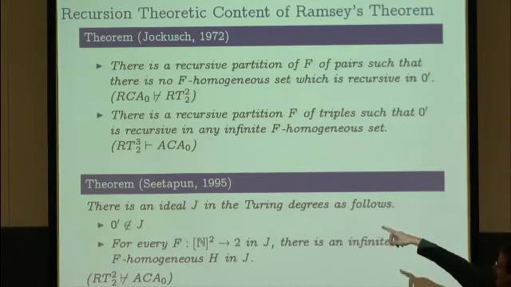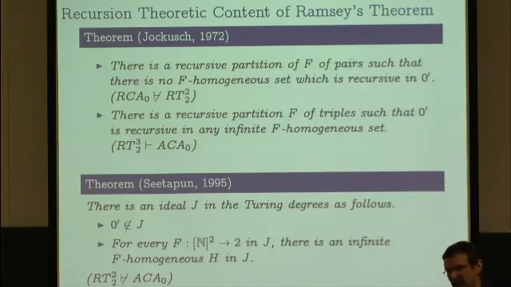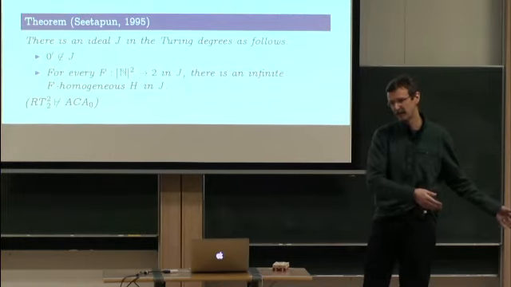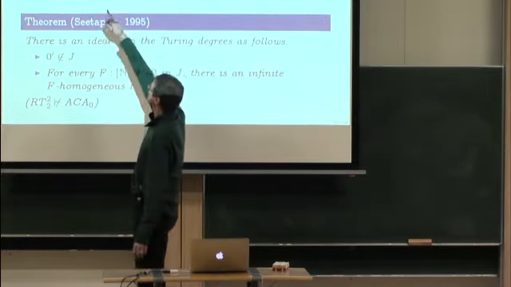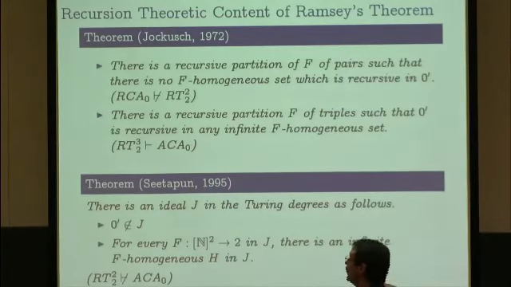It says that RCA naught does not prove Ramsey's theorem for pairs because the natural numbers together with the recursive sets do not satisfy the statement of Ramsey's theorem for pairs. Right? There is a partition there, and there's no homogeneous set for it among the recursive sets. So it's not the case for recursive sets that every partition has a homogeneous set. Okay, so that's this first thing. RCA naught does not prove Ramsey for pairs.